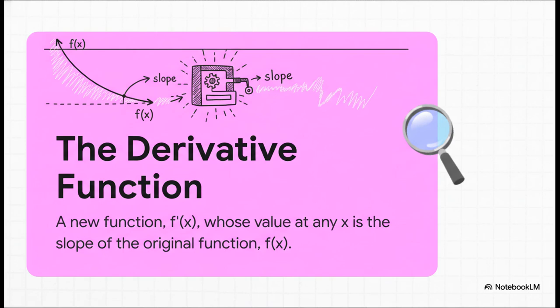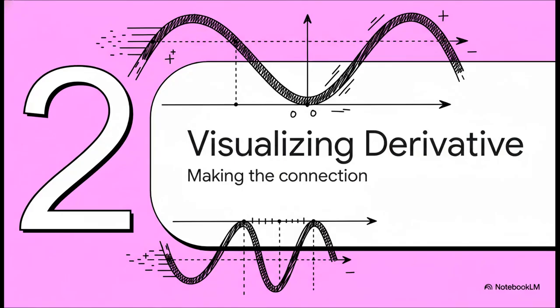Now, for any input x you plug into this new function, the output it gives you is the slope of the original function f of x at that exact same x value. We've basically built a slope-finding machine that works for the entire curve. It's incredibly powerful. All right, now for my favorite part, actually seeing this in action.